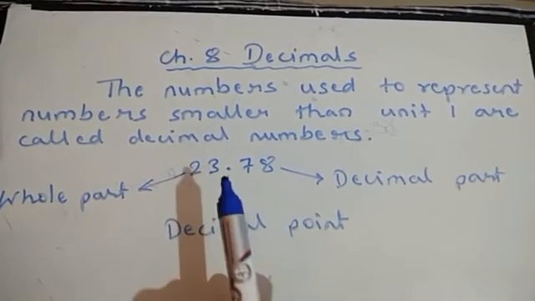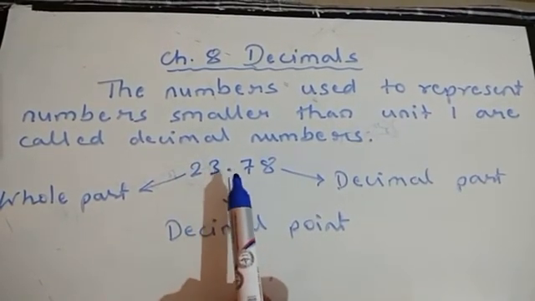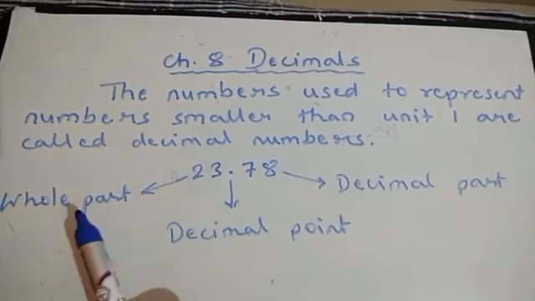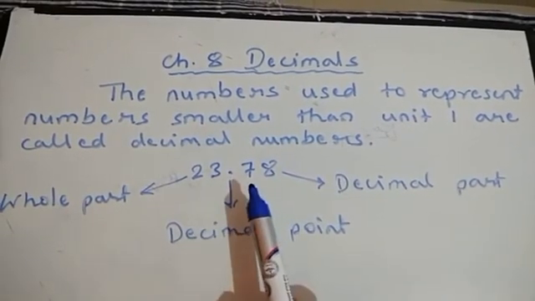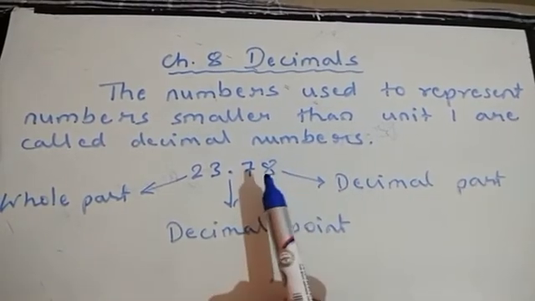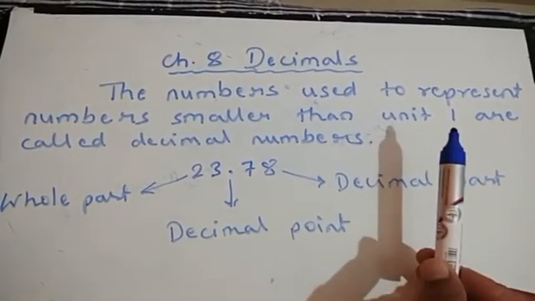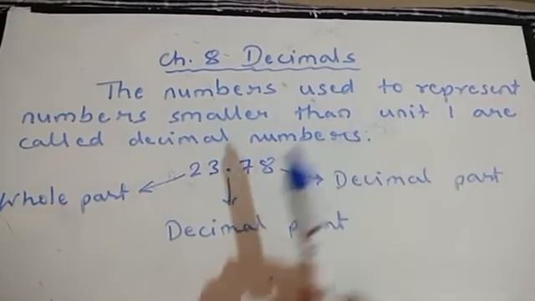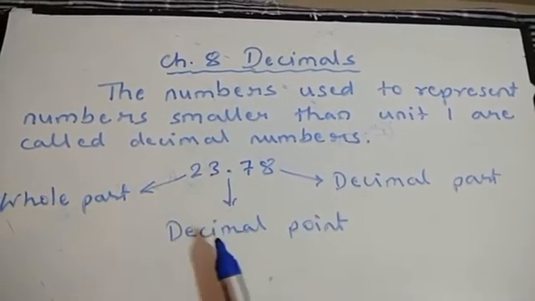Here, see, the part towards the left-hand side of this decimal point is called the whole part, and the part towards the right-hand side of this decimal point is called the decimal part. This decimal part is smaller than unit 1, that we know very well, and this point is known as the decimal point.